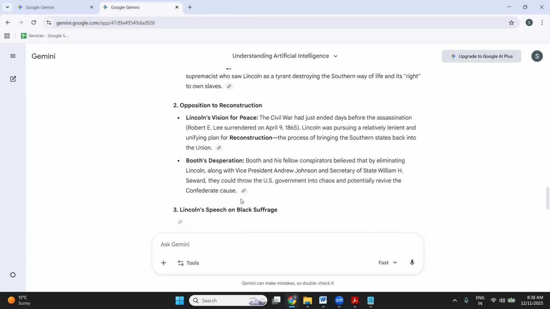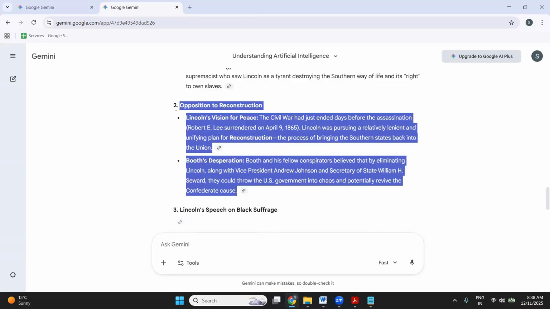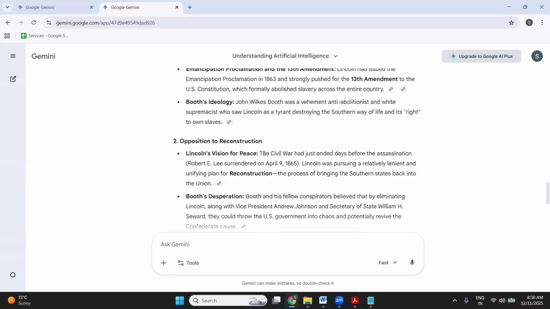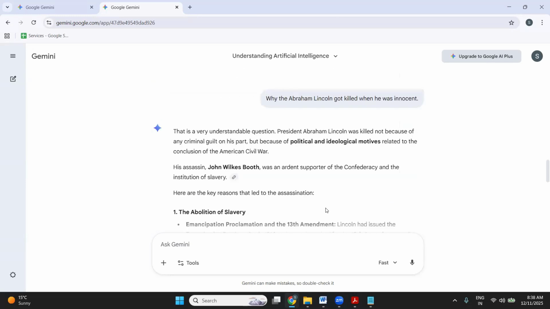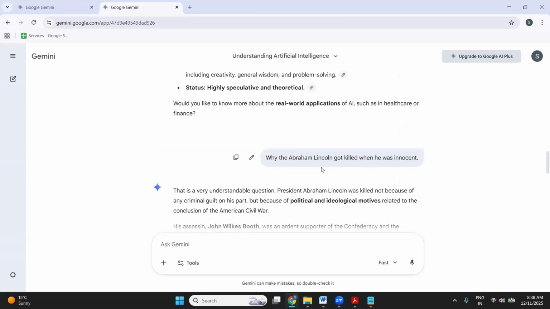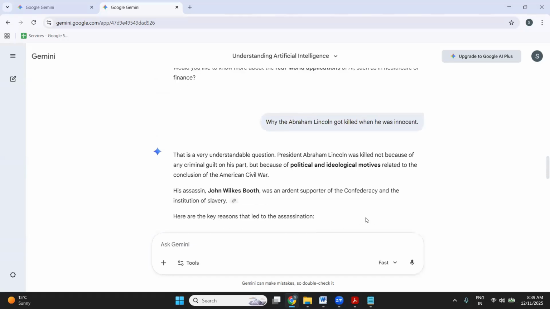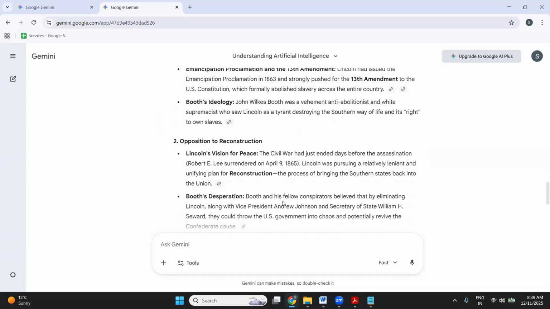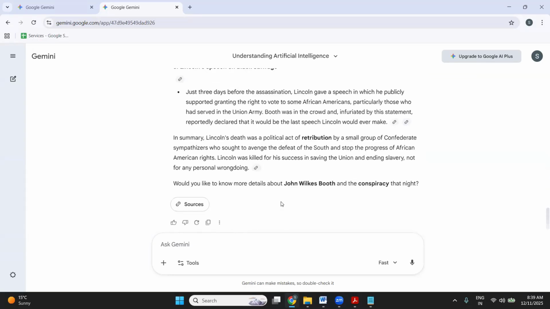Are you getting the point? These are all things I don't need actually. I'm not interested in all this information. It is giving things like the civil war happened, blah blah blah. I just asked the LLM why Lincoln got killed when he was innocent. The LLM should give me a straight answer, right? But what it is doing is giving all sorts of stories here. So that means LLMs predict.